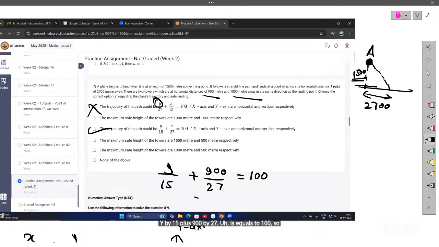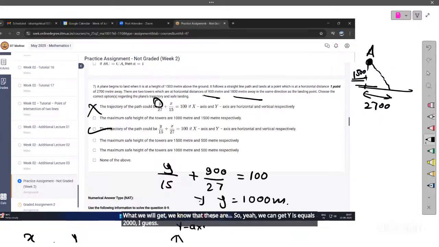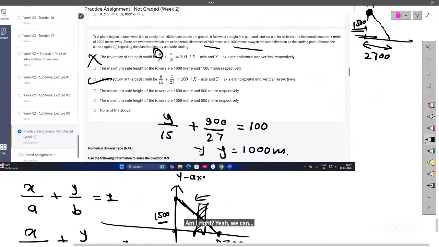So if you compute it, we can get y is equal to 1000, I guess. Am I right? Yeah, we can get so. Check.